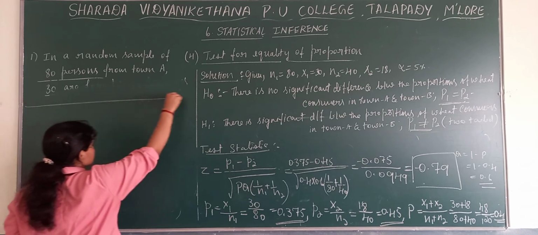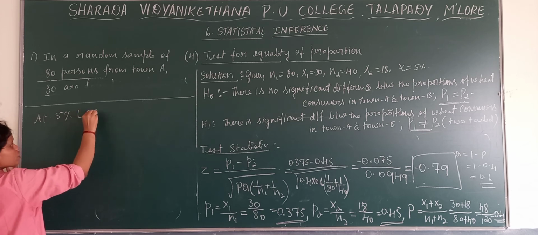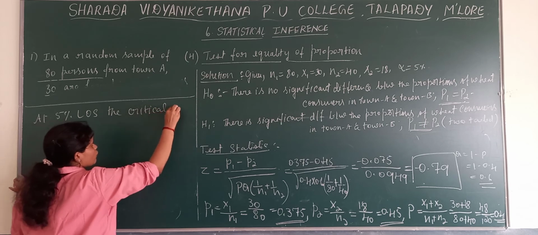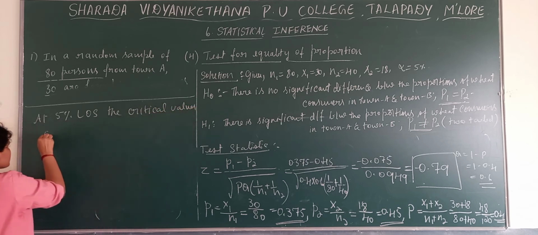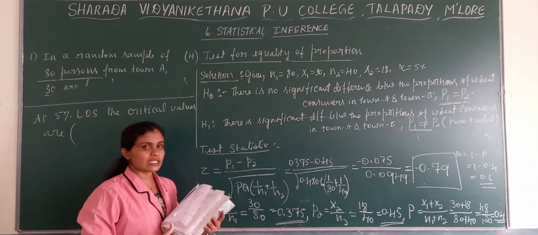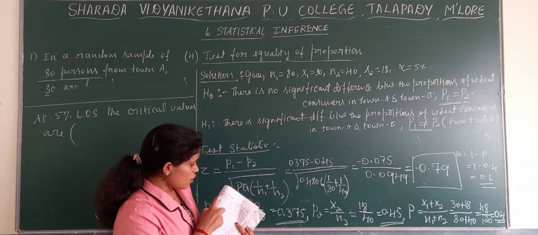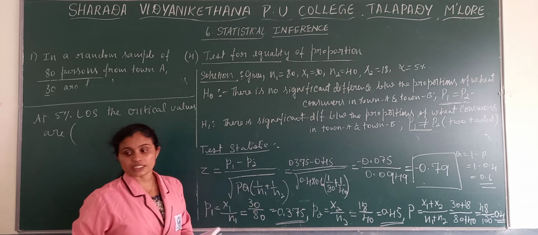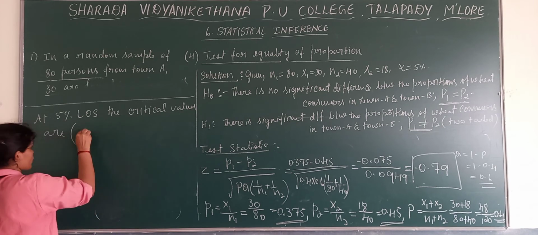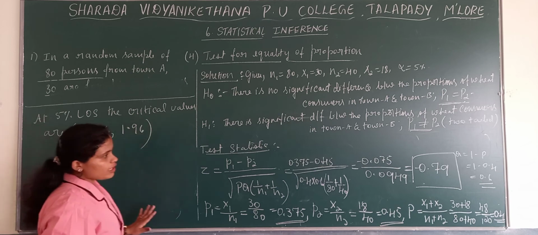Now at 5% level of significance, which are the critical values for 5%? If you check the statistical table, then you get 1.96. So for 5%, that is 1.96. So we need to take positive 1.96 and negative 1.96.